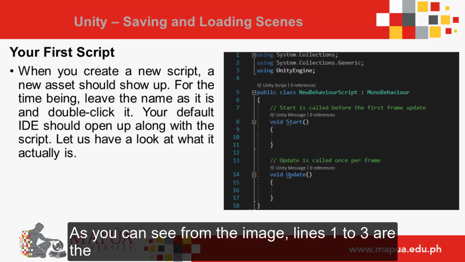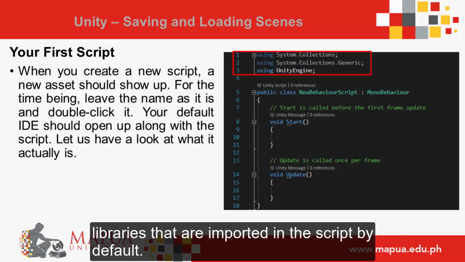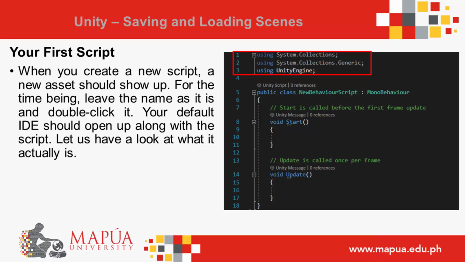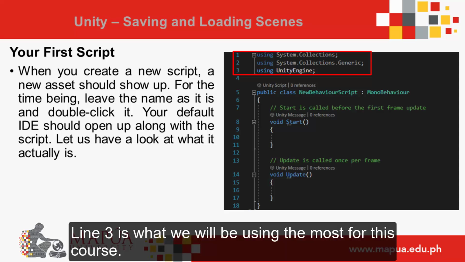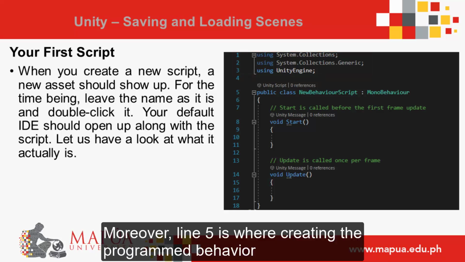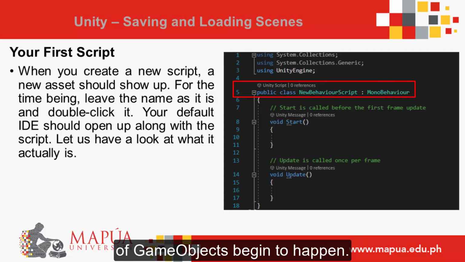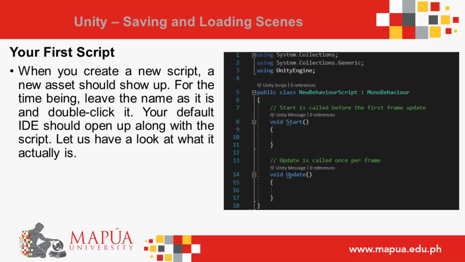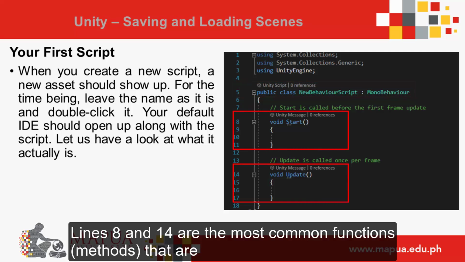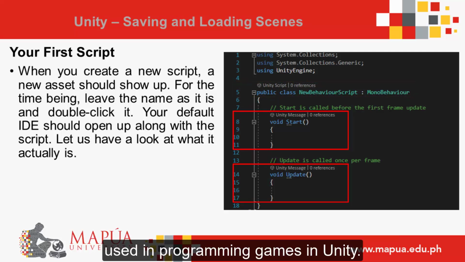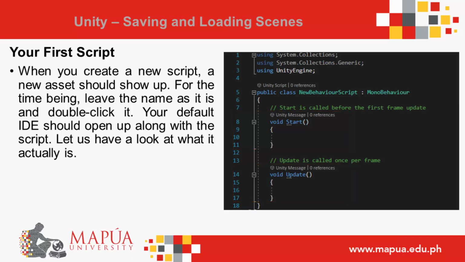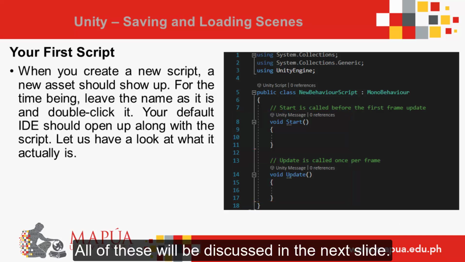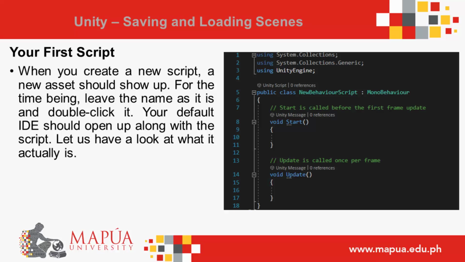As you can see from the image, lines 1 to 3 are the libraries that are imported in the script by default. Line 3 is what we will be using the most for this course. Moreover, line 5 is where creating the program behavior of game objects begins to happen. Lines 8 and 14 are the most common functions that are used in programming games in Unity. All of these will be discussed in the next slide.